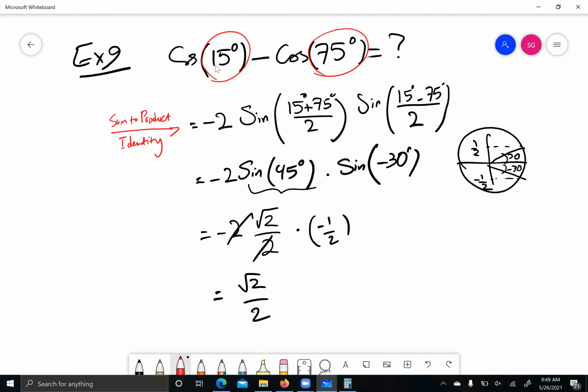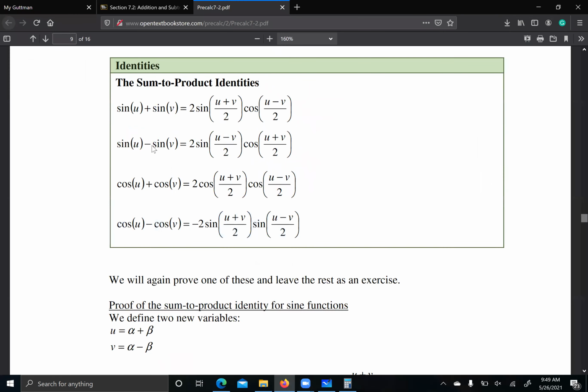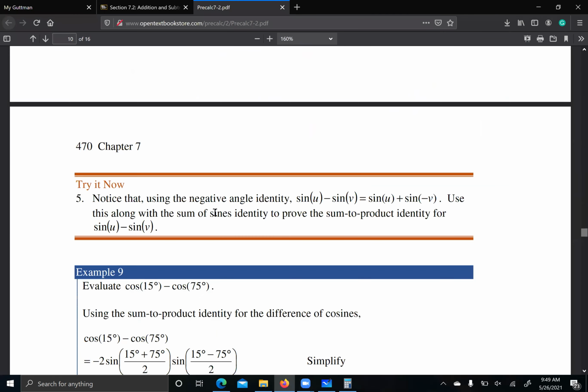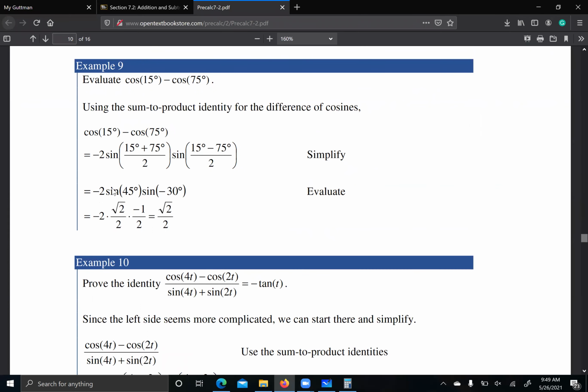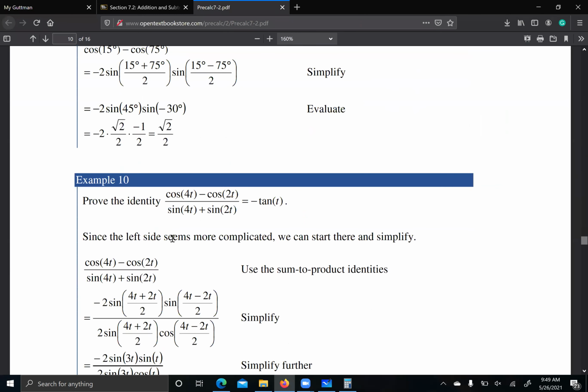No. But when we use this identity, we end up dealing with new angles, and these new angles are 45 and 30 degrees. These are the angles that we know. We know the sine of 45. We know the sine of 30. That enables us to evaluate and find the exact value of this expression. So that's the application of this set of identities. It changed the angle, and the new angle is one that we know how to deal with.